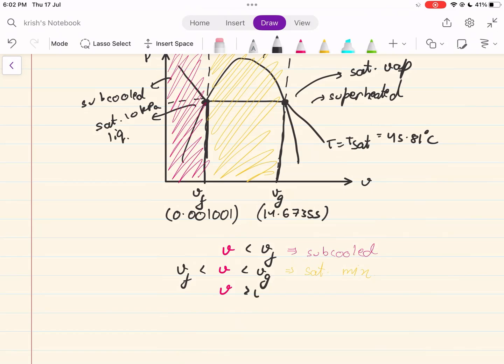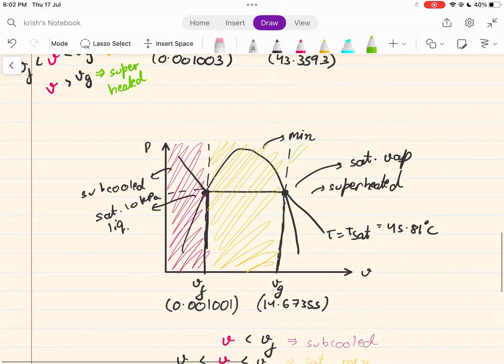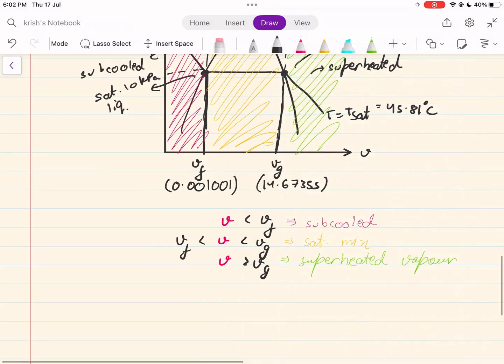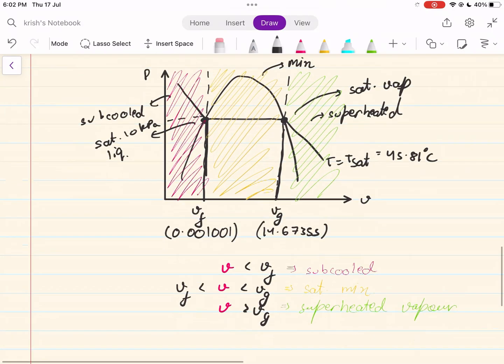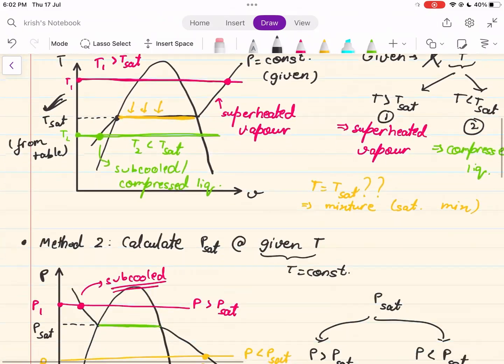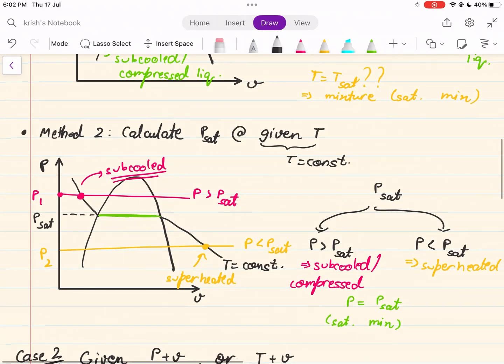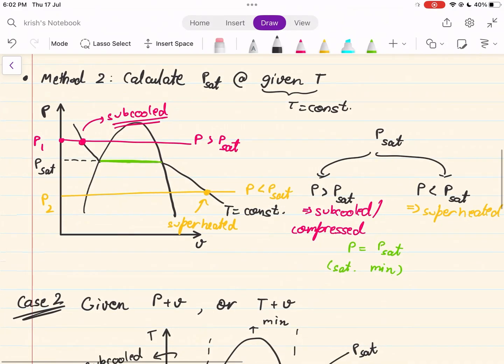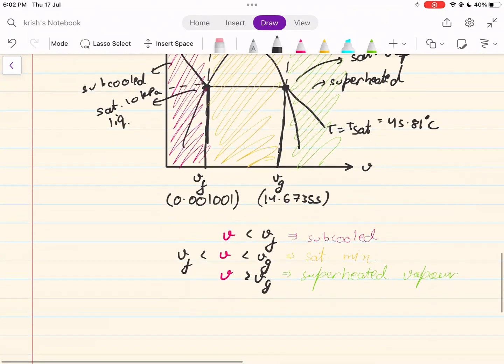And lastly, if our V is greater than Vg, it means that our substance is lying in this region, and it is a superheated region, which means our substance must also be superheated. So this is probably the most comprehensive guide to identifying the phase of a substance. I would highly recommend watching this video twice or even thrice to be able to understand what exactly is going on, right?